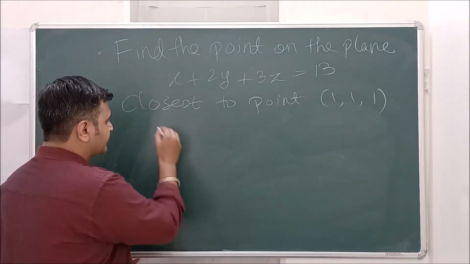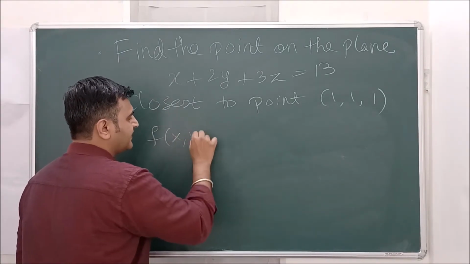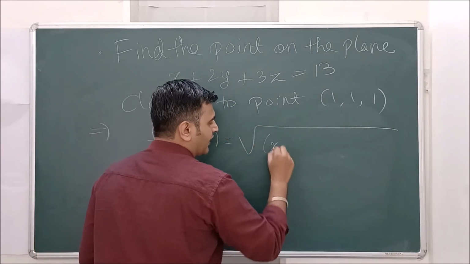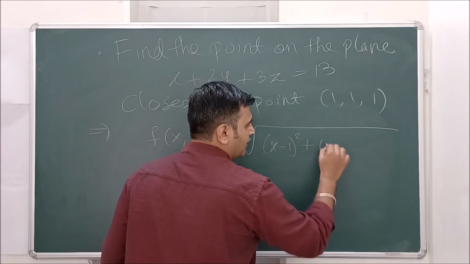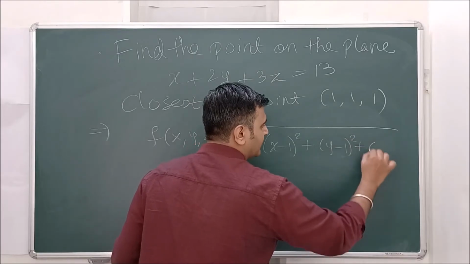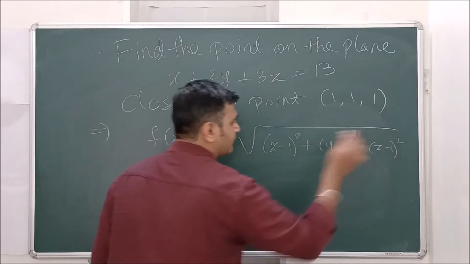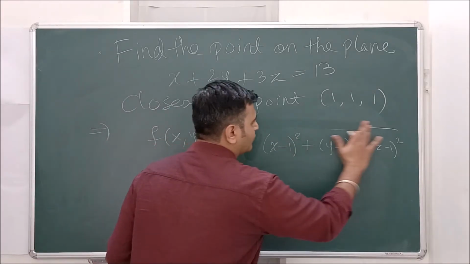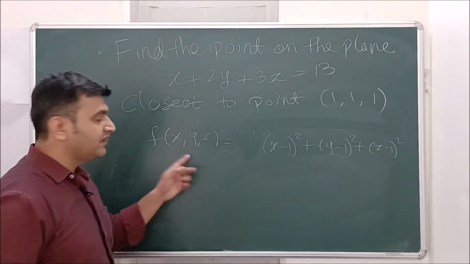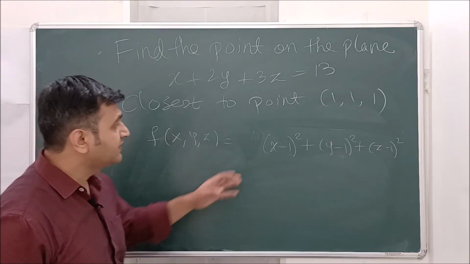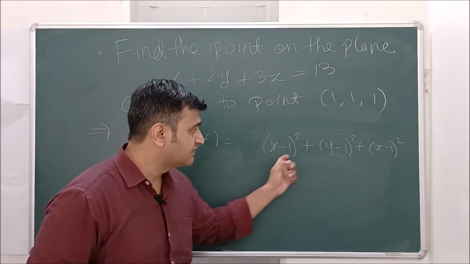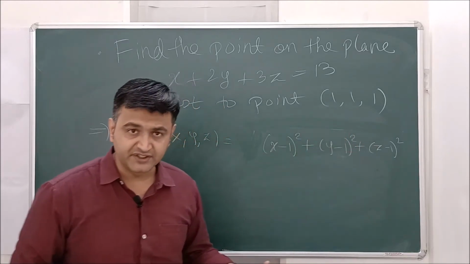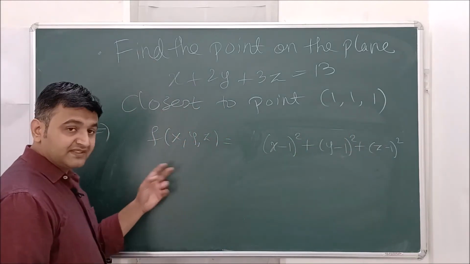So Euclidean distance formula. So I call f of x, y, z equal to square root of (x minus 1) the whole square plus (y minus 1) the whole square plus (z minus 1) the whole square. Now again for simplicity, let me not take the square root. Now I want to minimize this function. Suppose if they say origin, then it will be x square plus y square plus z square. So depending upon the point, your function will change. Now I want to minimize this function.